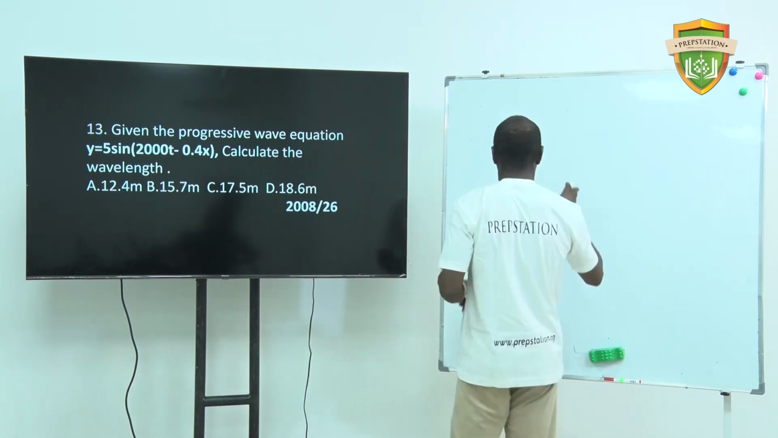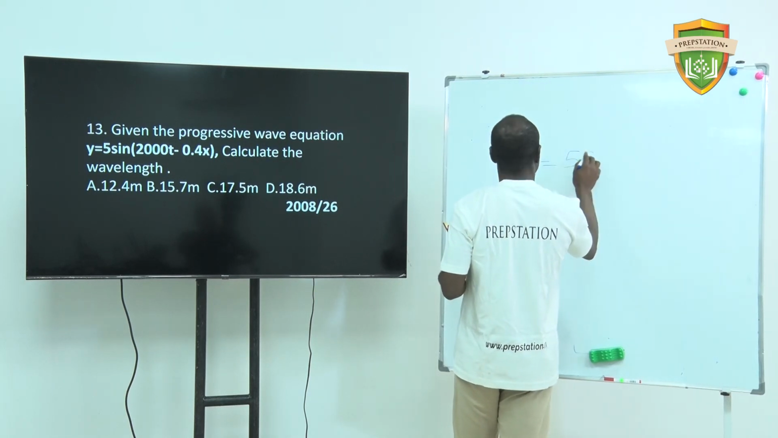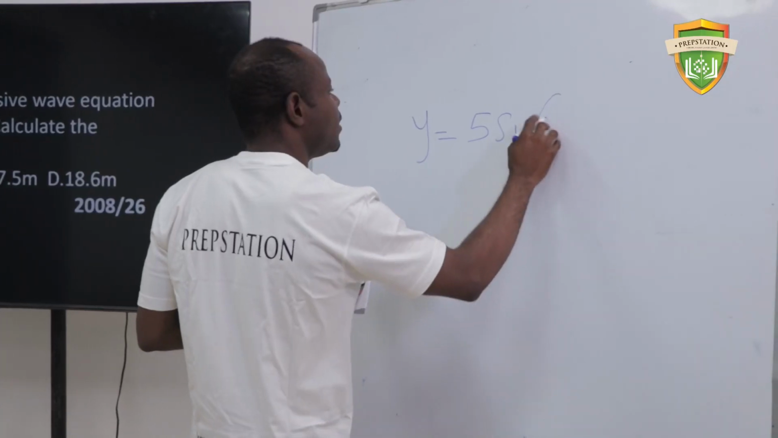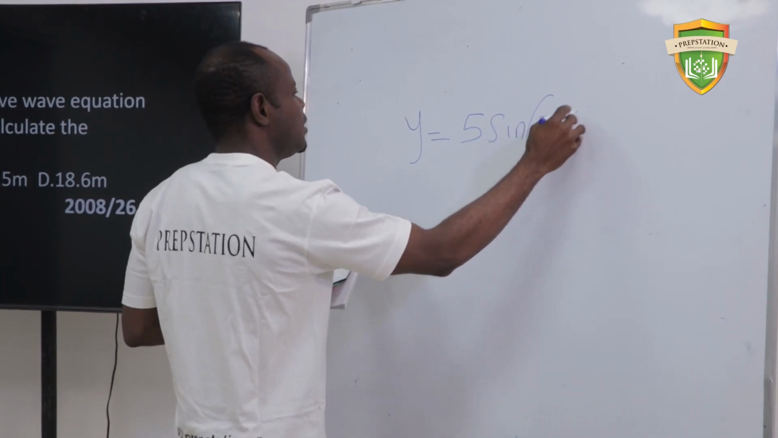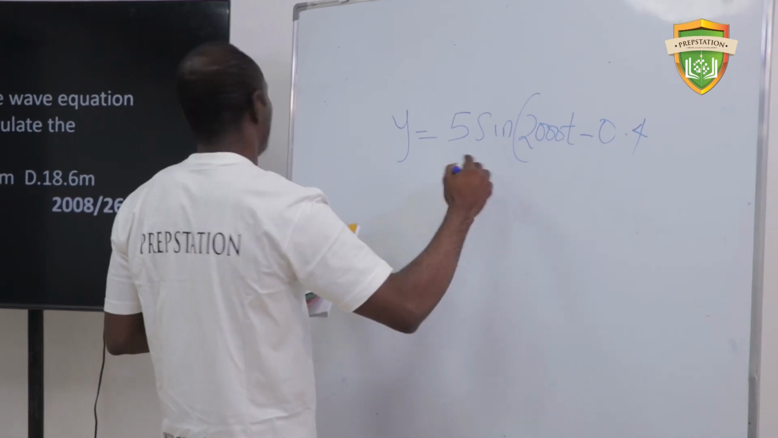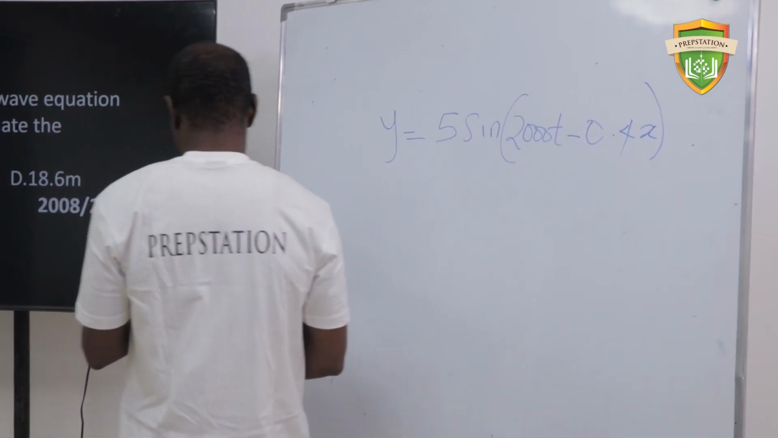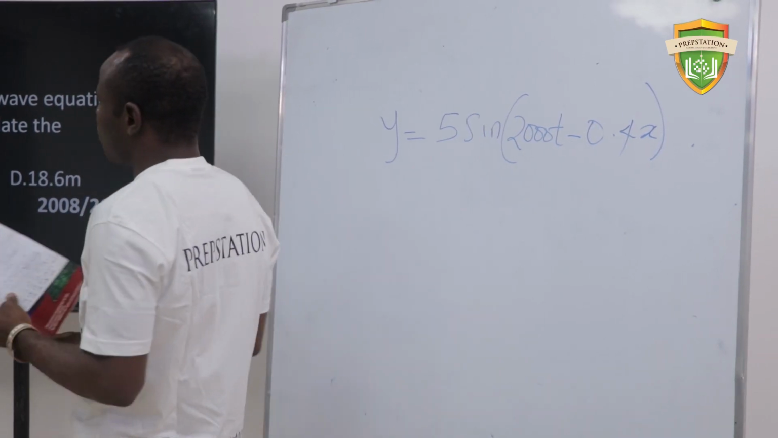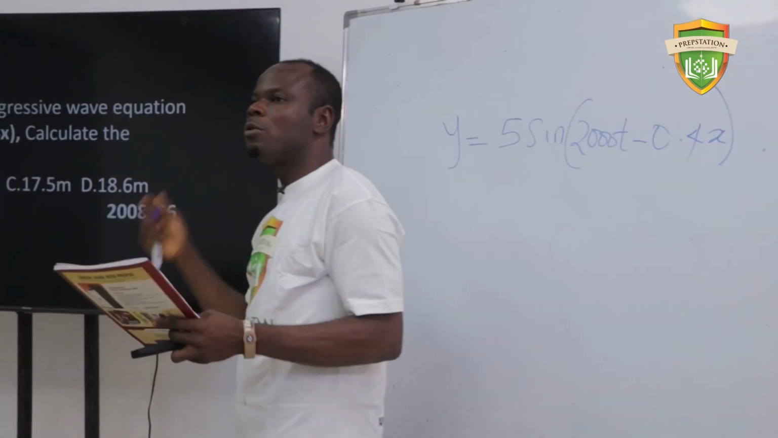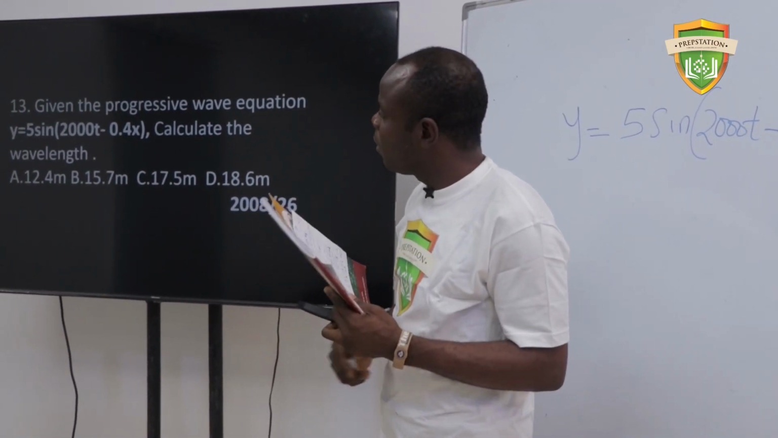Let's write out what you have here. It says y equal to 5 sine (2000t minus 0.4x). This is what we are having. So what do we do? We need to compare it to what we had earlier on, and that is the general equation of wave.